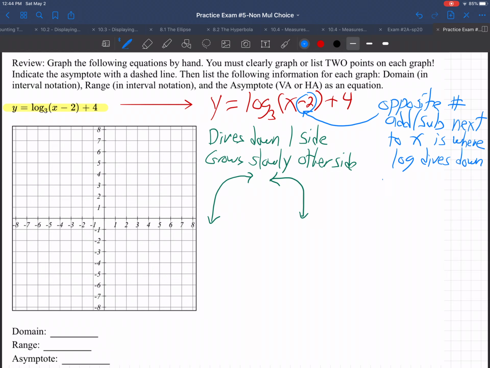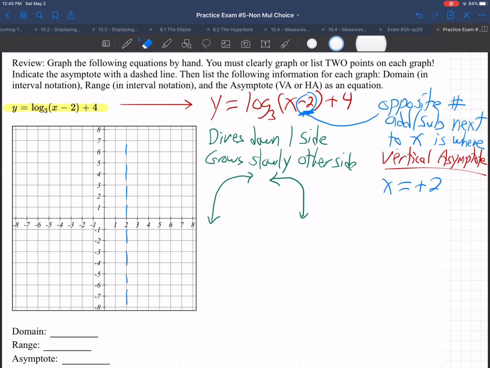So what do we have? In our case, that's x equals positive 2, the opposite of the negative 2. So at x equals positive 2, right here, that's where we're going to have, really I should say the opposite number next to x is where there is a vertical asymptote. So at x equals positive 2, there's a vertical asymptote, and that's where the graph dives down.